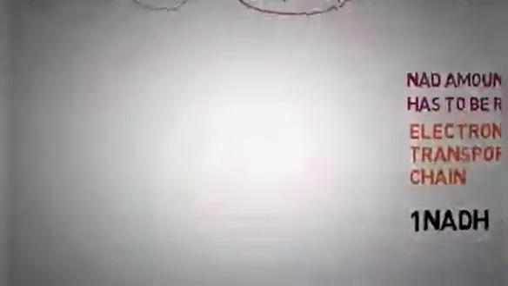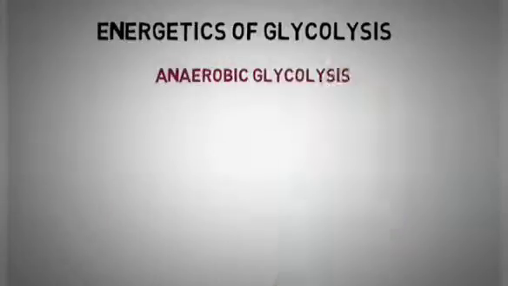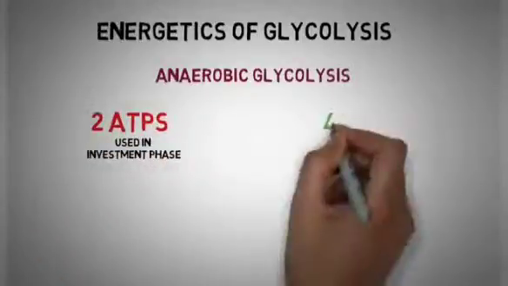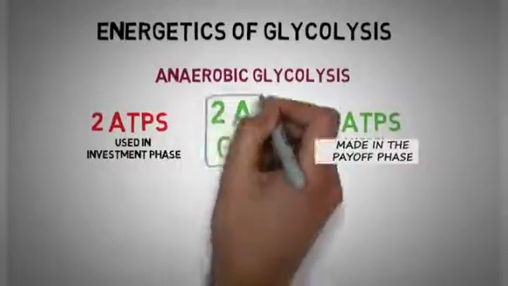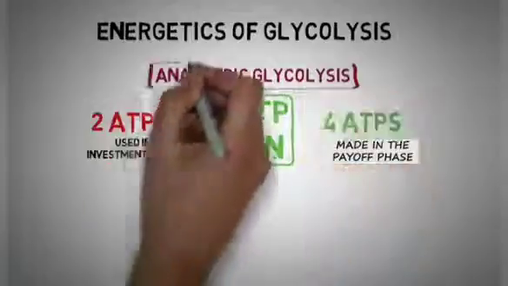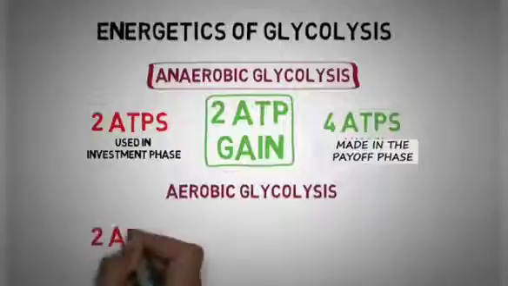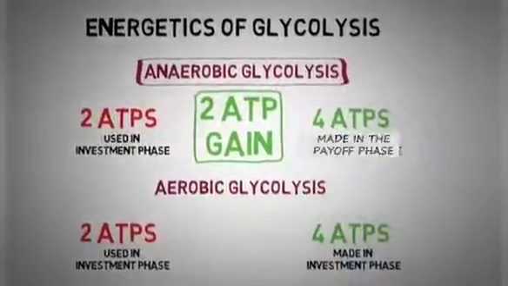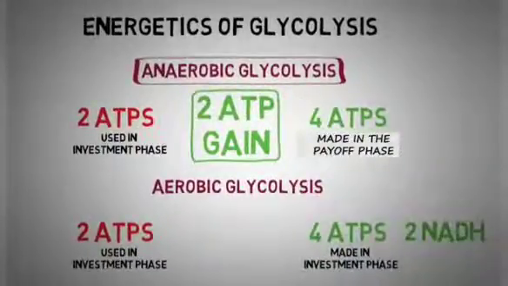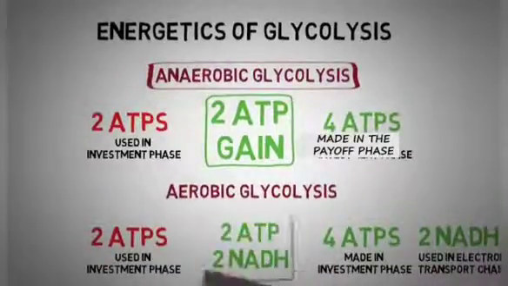So a quick recap on the energetics of glycolysis. We are using 2 ATPs in the investment phase of glycolysis, and we are producing 4 ATPs in the payoff phase. That gives us a net gain of only 2 ATPs in the anaerobic glycolysis. In the aerobic glycolysis, we are getting an additional 2 NADH molecules that will be used in the electron transport chain to produce more energy. Okay, so this was about the energy generation in glycolysis.